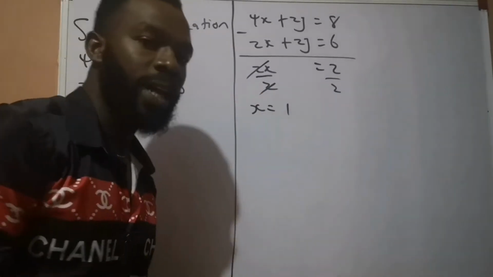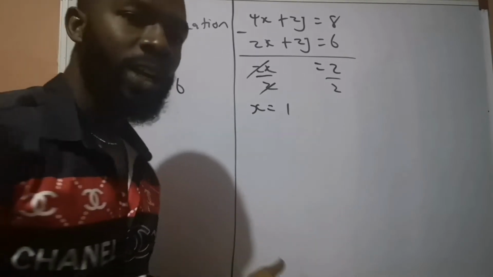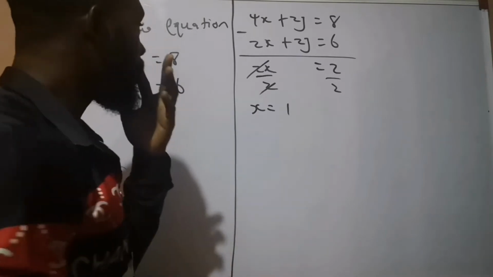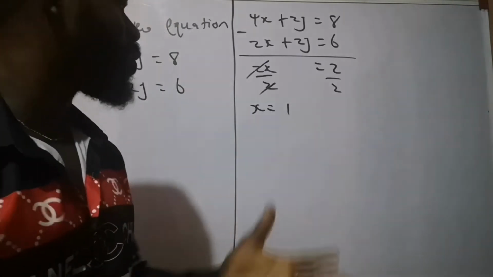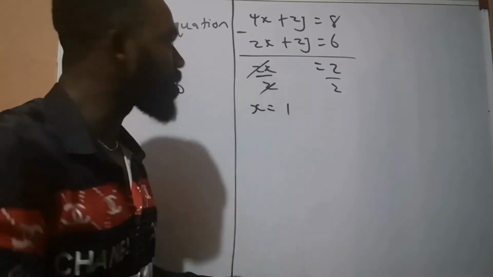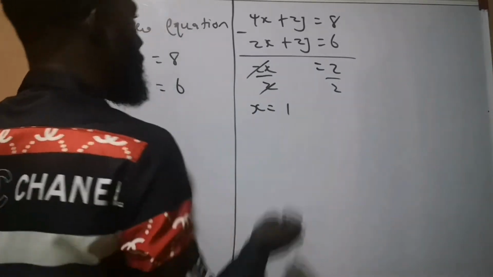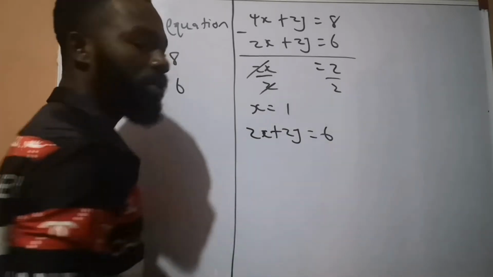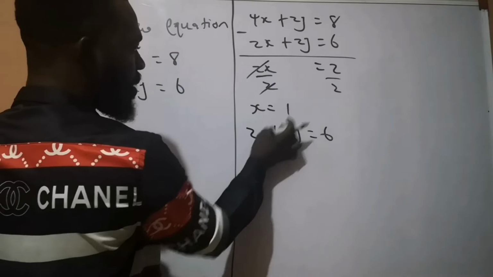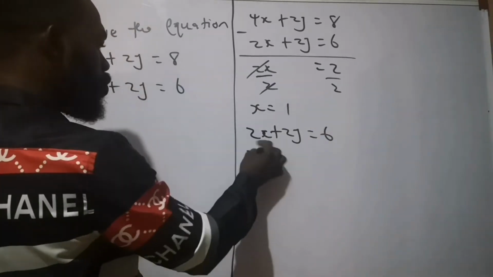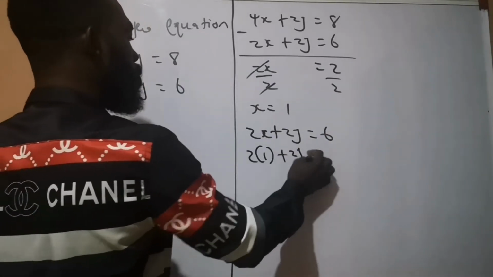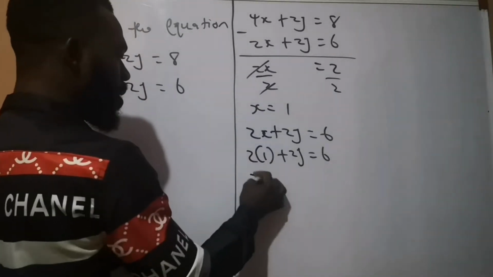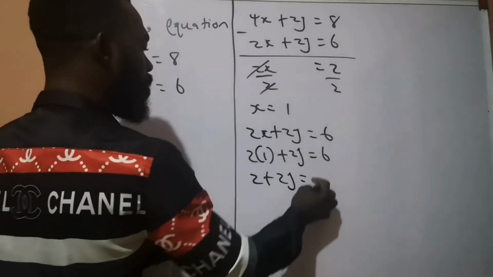Now if we get the value for x as 1, what do we do next? To get the value for y, we can use any of the equations, either equation 1 or equation 2. Where we see x, we substitute the value 1 for x. So I want to use equation 2. Equation 2 says 2x plus 2y equal to 6. So it becomes 2 into bracket 1 plus 2y equal to 6. Now we open the bracket. 2 times 1 is 2, plus 2y equal to 6.